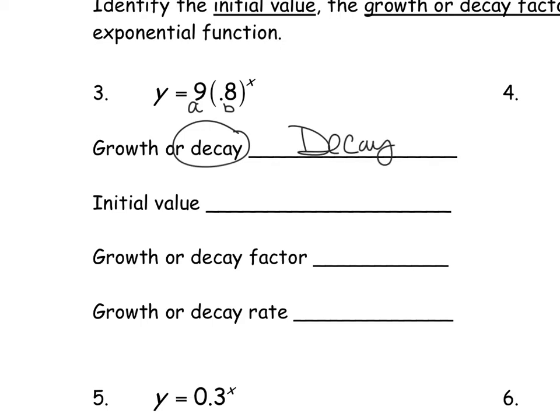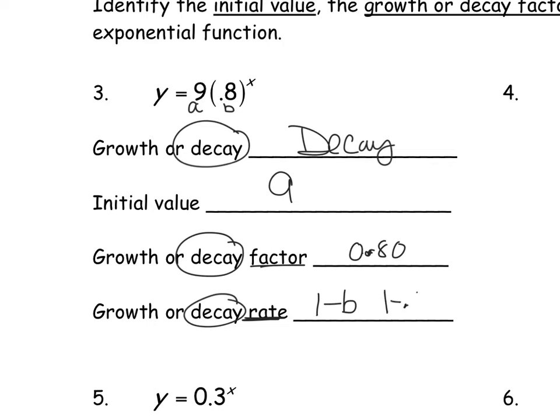And our initial value is A, so it's 9. My decay factor is the whole thing here, 0.80. And now my decay rate is going to be 1 minus B. Okay, your rate is 1 minus B. So 1 minus 0.8 equals 0.2.